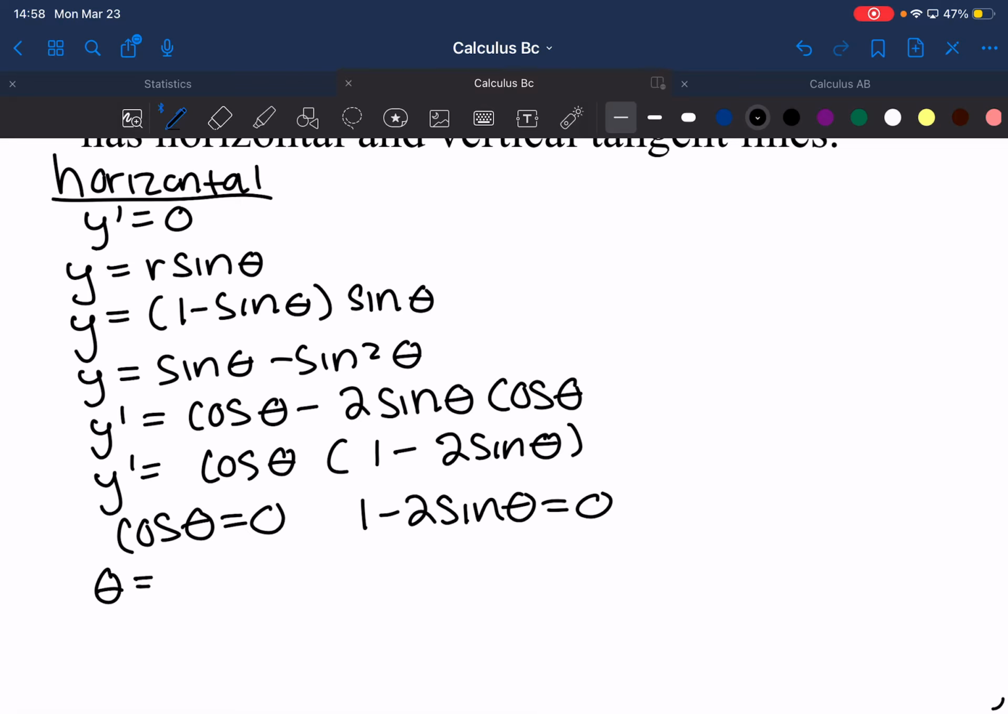And then for the 1 minus 2 sine of theta, I want to get sine by itself. So I can subtract the 1 over, divide by negative 2. So this is asking, when is sine theta equal to 1/2? Okay. And that is when theta is equal to pi 6 and 5 pi 6.